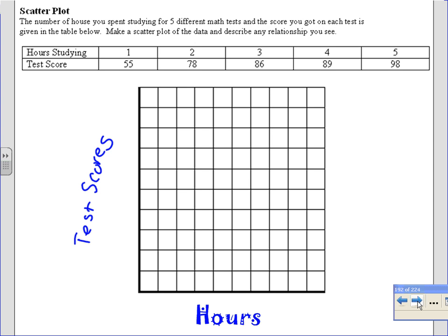So it says the number of hours you spent studying for 5 different math tests and the score you earned on each test is given in the table below. Make a scatter plot of the data and describe the relationship you see. So the important part here is we need to describe the relationship. Anytime you have a scatter plot or a graph, we need to label the axes. The X is hours. The Y are the test scores. So I need you guys to label hours along the X-axis, test scores along the Y-axis.